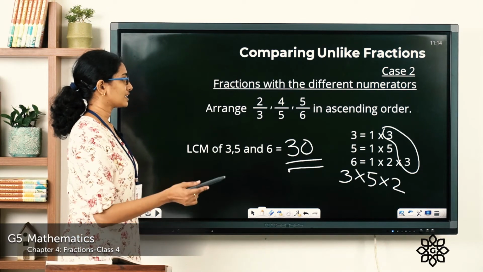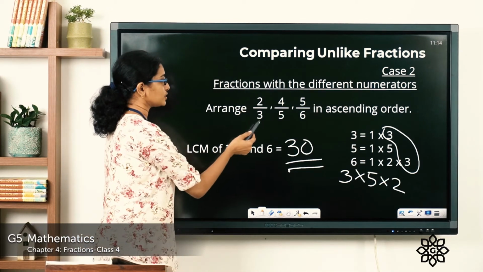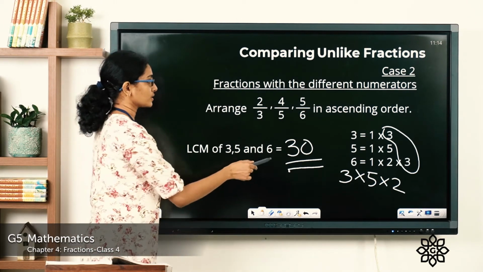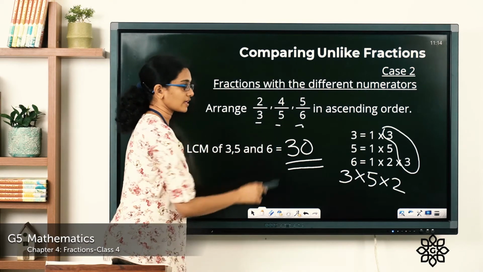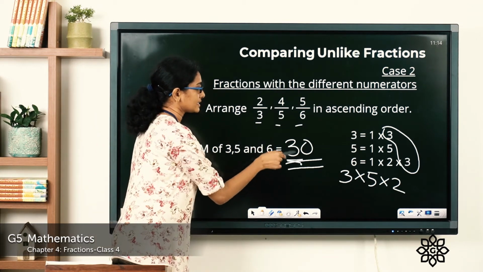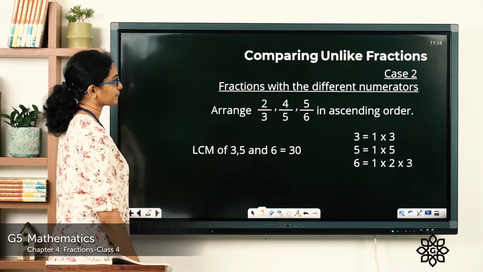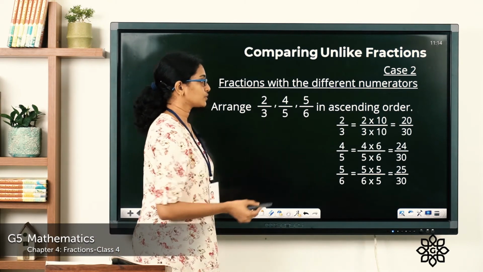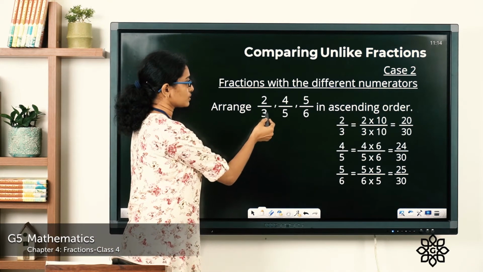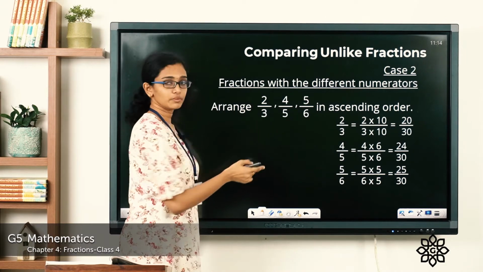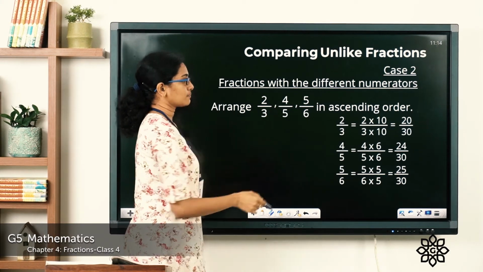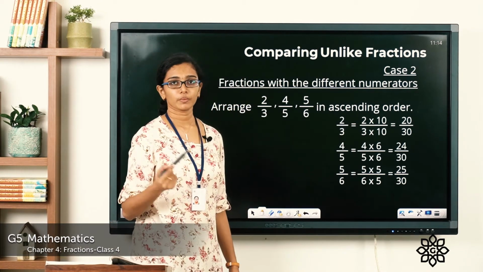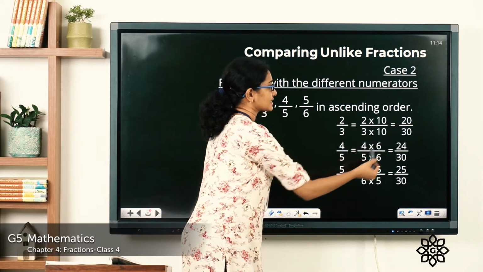Now, what is the next step? Now, we have to multiply both the numerator and the denominator of the given fractions with a suitable number so that the denominator of all these fractions becomes the LCM we got. How can we do that? Let's see. The first fraction here is 2 by 3. We have to change the denominator to 30, which is the LCM. For that, we have to multiply both the numerator and denominator with the same number. How do we know which number to use to multiply? Here we have the LCM 30.